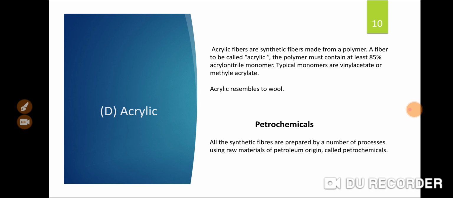Here we have another topic, the petrochemicals. Students, as we all know, synthetic fibers are man-made fibers. For making synthetic fibers, we use petrochemical products. All the synthetic fibers are prepared by a number of processes using raw materials of petroleum origin. So, these are called petrochemicals.